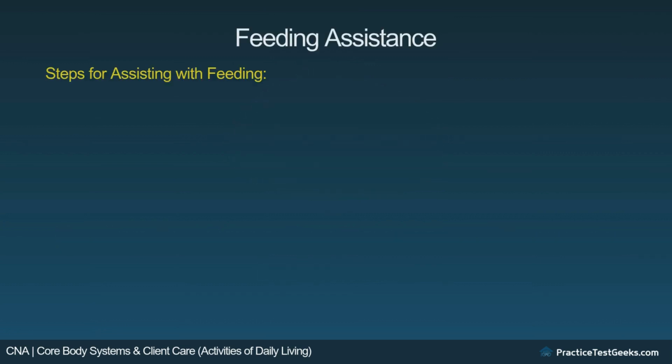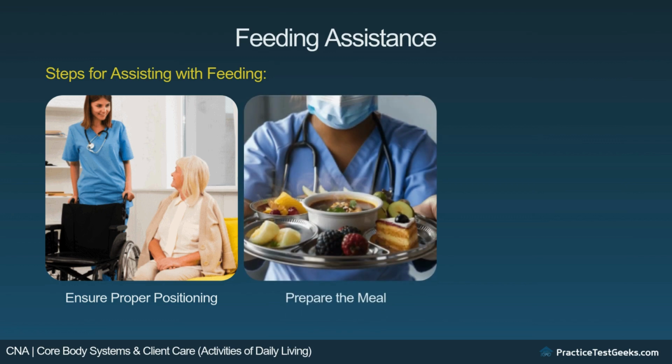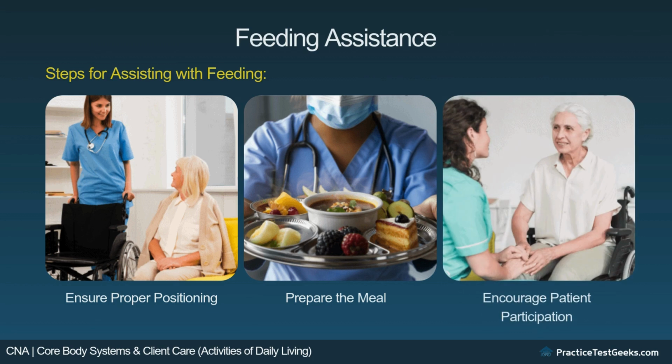Steps for assisting with feeding. Ensure proper positioning. Position the patient upright, either in a chair, wheelchair, or bed, at a 45-degree to 90-degree angle to prevent choking. Prepare the meal. Ensure food is at a comfortable temperature and that any dietary restrictions or preferences are followed. Encourage patient participation. Encourage the patient to feed themselves as much as possible to maintain their independence.